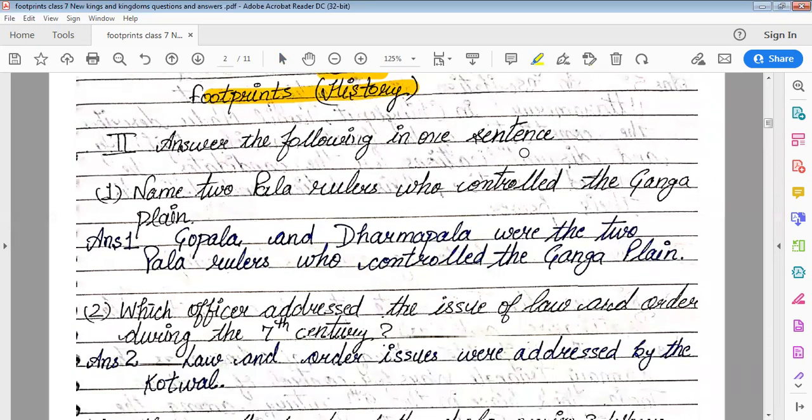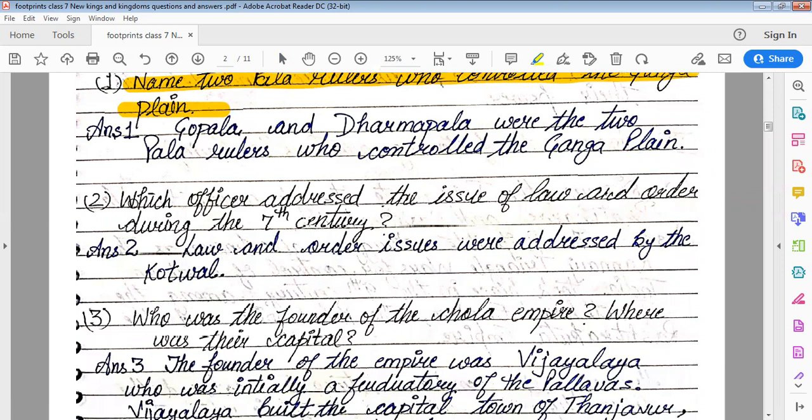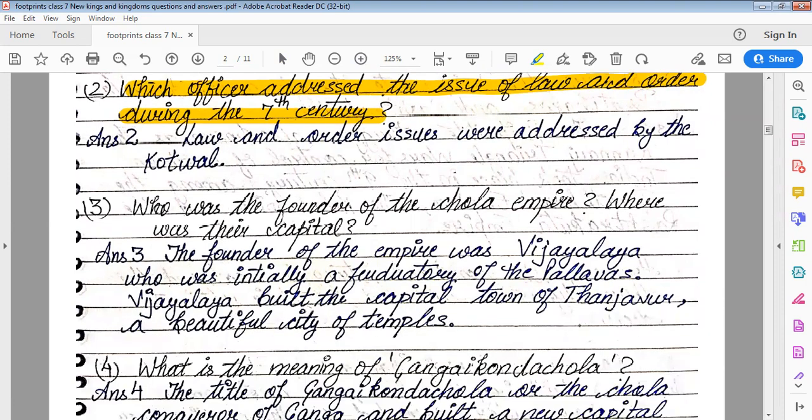Answer the following question in one sentence. Name two Pala rulers who ruled the Ganga plain. Gopala and Dharmapala were the two Pala rulers who controlled the Ganga plain. Which officer addressed the issue of law and order during the 7th century? Law and order issues were addressed by the Kotwals.